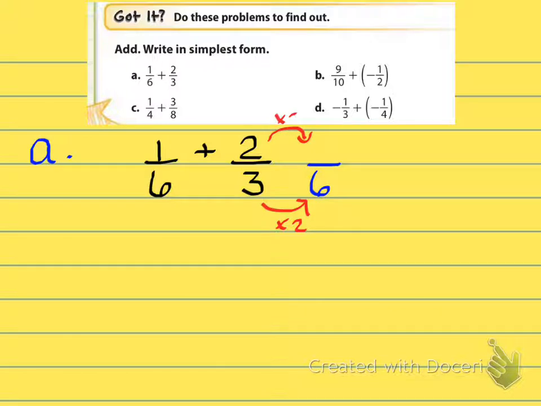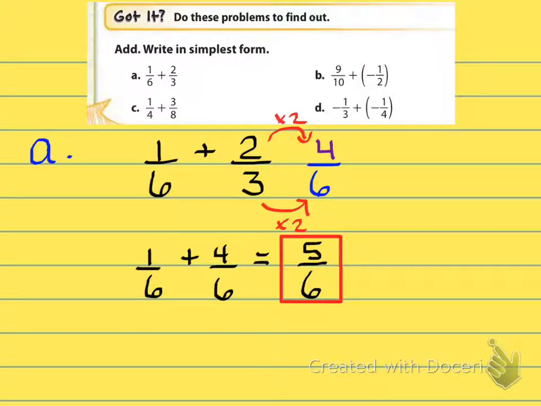And then I'll do the same on top. 2 times 2 will give me 4. So now I've renamed the fraction. So now I need to rewrite my problem. That needs to happen. So when I rewrite the problem, I write it as 1/6, because we leave that guy alone, plus 4/6 equals 5/6. Hopefully you did well on that one. You want to make sure to box your answer. So it should look like this when you're finished.